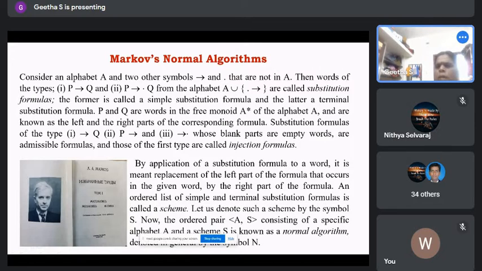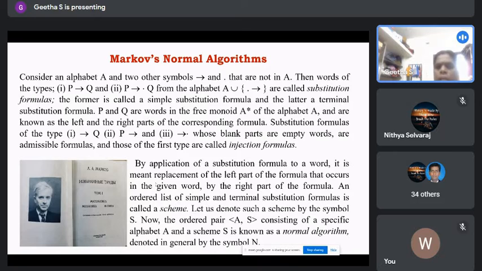We denote the scheme by S, so the ordered pair A comma S, where A is the alphabet and S means the scheme. Both combined are called a normal algorithm, denoted by the symbol N. It is the simple algorithm for Markov's normal algorithm.